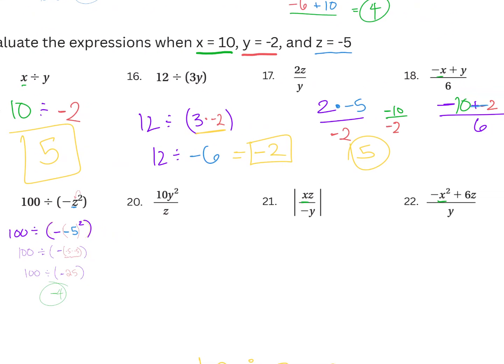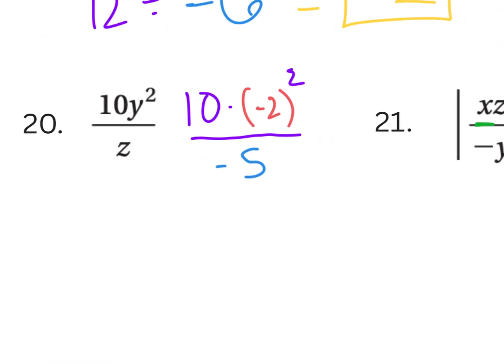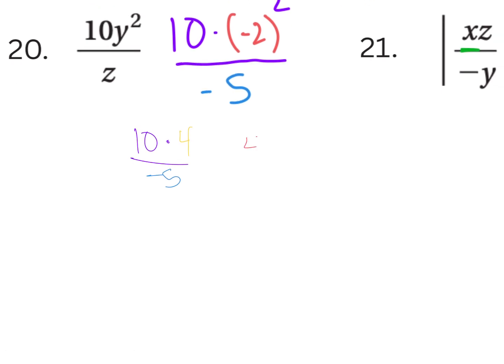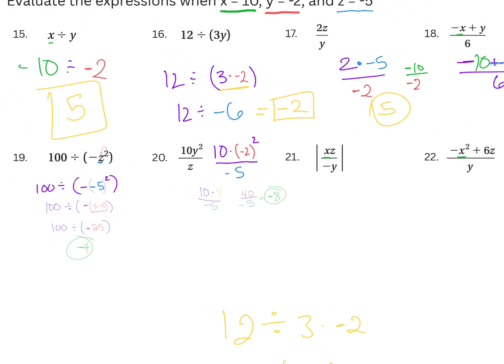Let's see, y is 10 times negative 2 squared all over negative 5. All right. So we're going to get 10 times 4 over negative 5. 10 times 4 is 40. Divide that by negative 5. We get negative 8. We got 2 more.